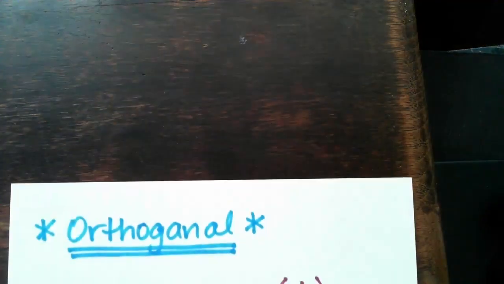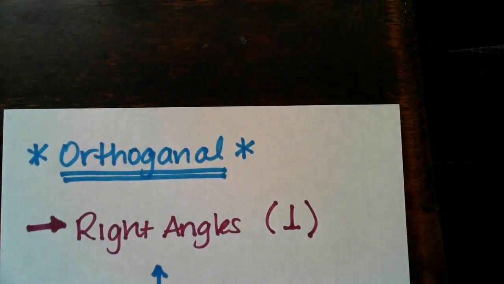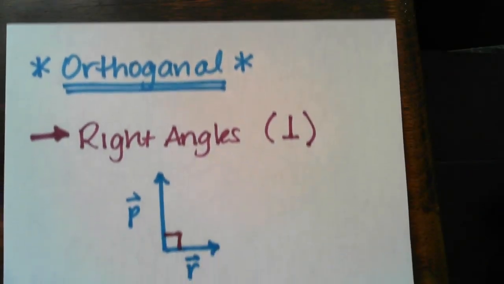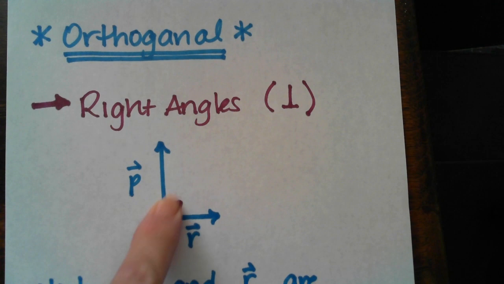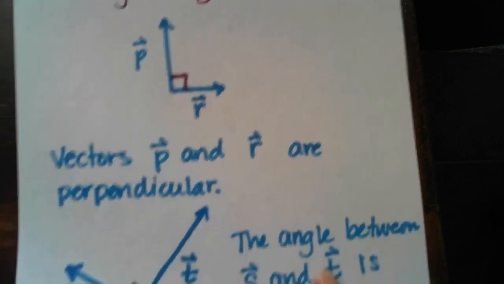Let's look at one more situation, and that is that of orthogonal. The word orthogonal has to do with right angles, things that meet at 90 degrees or are perpendicular to one another. So here are two vectors, p and r, that are perpendicular. I've got the marking there. They're perpendicular to each other. So I can say that vectors p and r are perpendicular. I have two other vectors here.